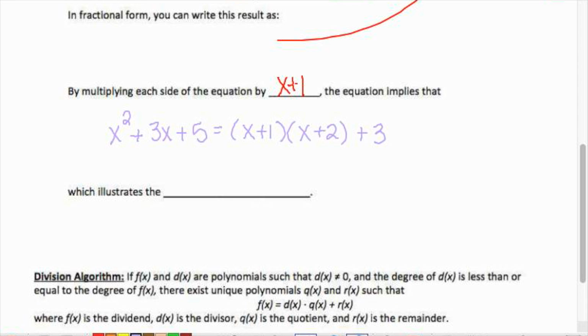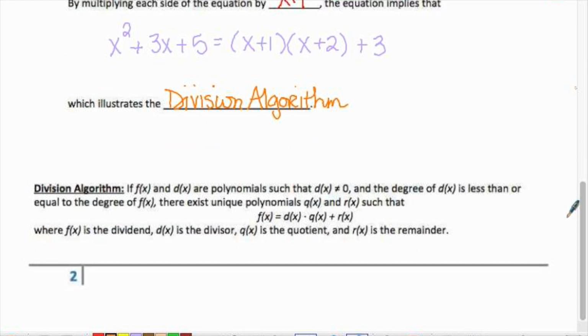Okay, and all that is called the division algorithm. Division algorithm, D-I-V-I-S-I-O-N. My goodness. Algorithm. Kind of one of those cool math things, but you don't necessarily have to know the name of it. Okay, here's your division algorithm here, basically just telling you the dividend is going to be equal to the divisor times the quotient plus the remainder.